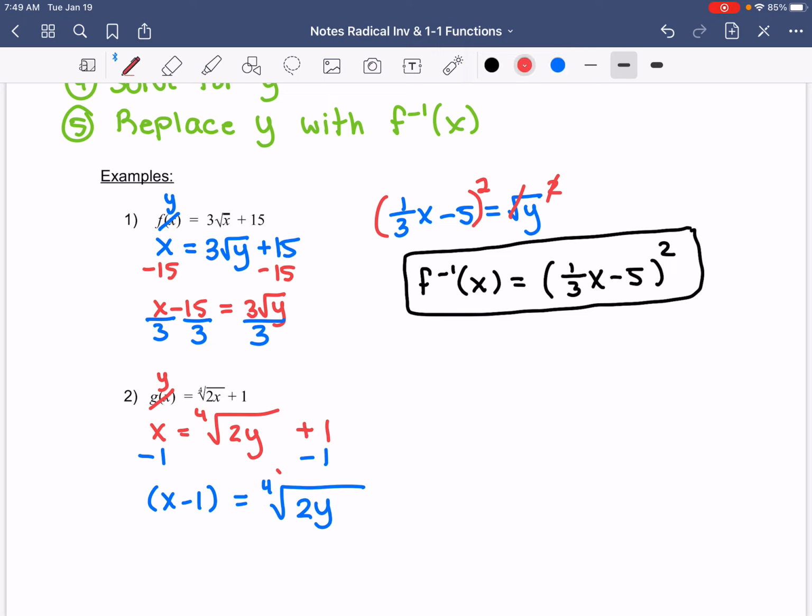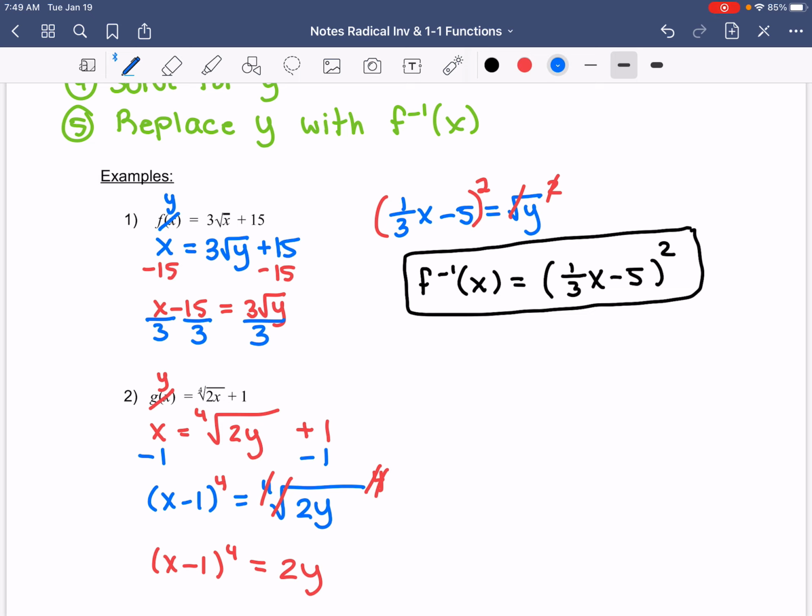Now, in order to get rid of this 4th root, I have to raise both sides to the 4th power. So I put it in parentheses because both pieces are getting raised to the 4th power, but they're stuck together. It's not separate. So these things cancel each other out. I have x minus 1 to the 4th power equals 2y, because my radical went away.